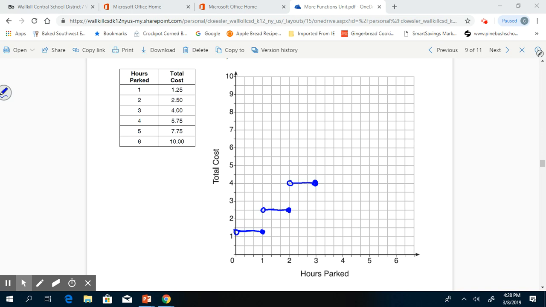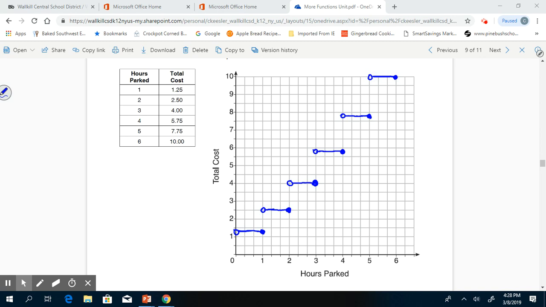Then we jump up to $5.75. Open circle, because 3 hours doesn't cost $5.75, but anything greater than 3 hours but less than or equal to 4 hours will. Then we jump up to $7.75. Open circle, because again, 4 hours doesn't cost $7.75, but as soon as we pass the 4-hour mark, anything greater than 4 but less than or equal to 5 will charge $7.75. And lastly, we jump up to the $10 mark, open circle, all the way over to the 6-hour mark.